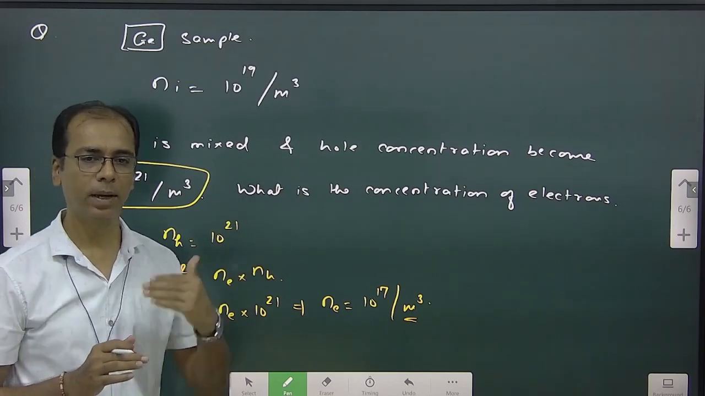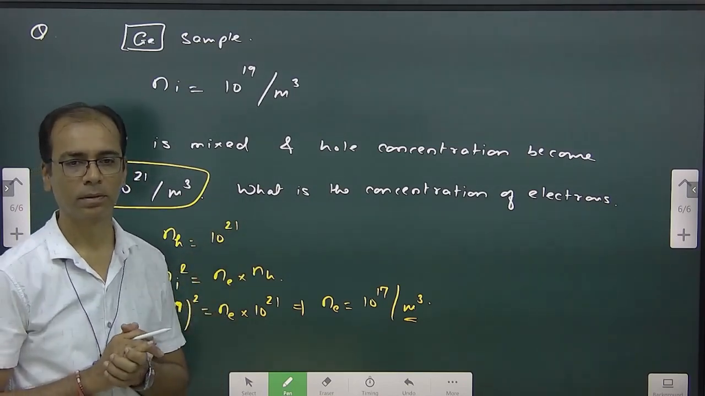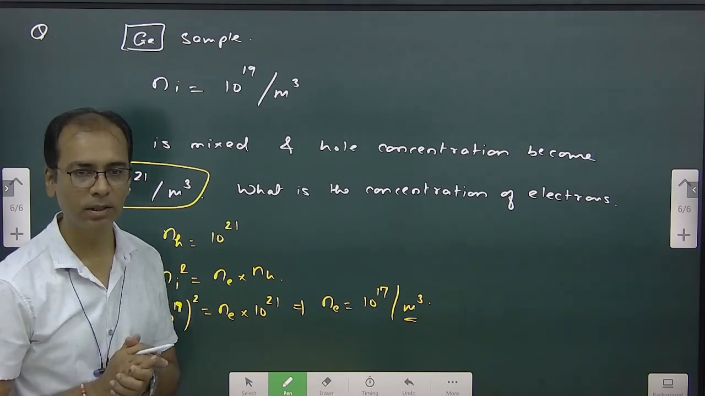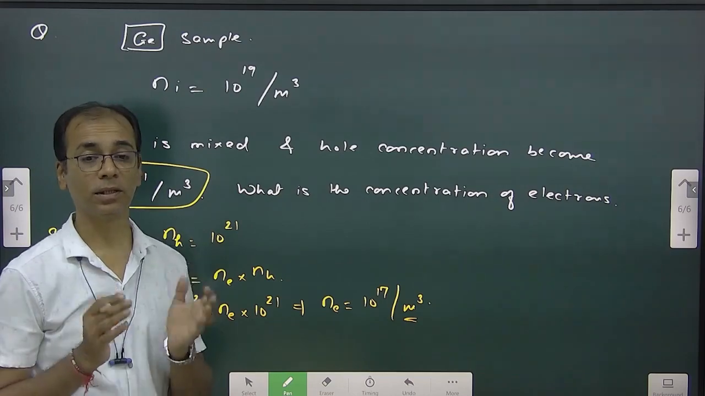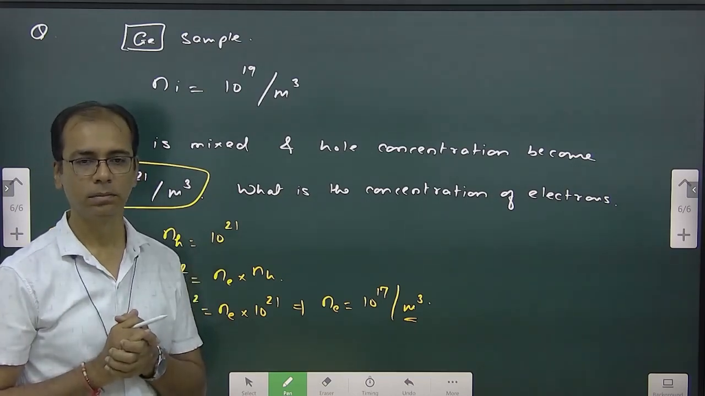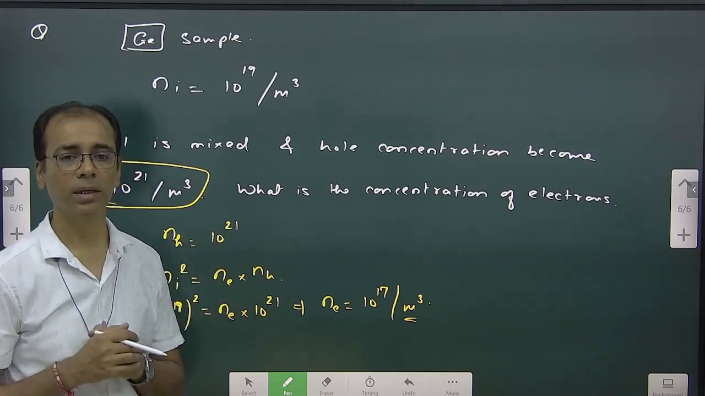Now you have added impurity. With impurity, what has happened? The energy gap has decreased or energy gap has increased? Answer is, energy gap has decreased. We have to give less amount of energy to make conduction happen.